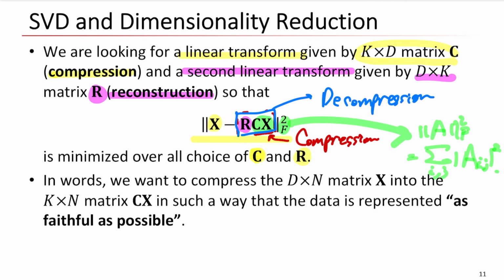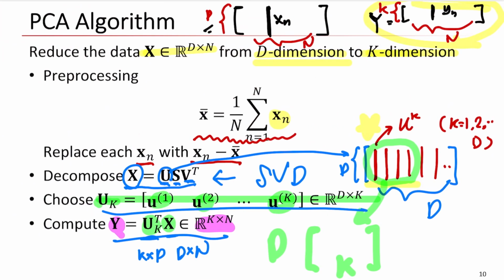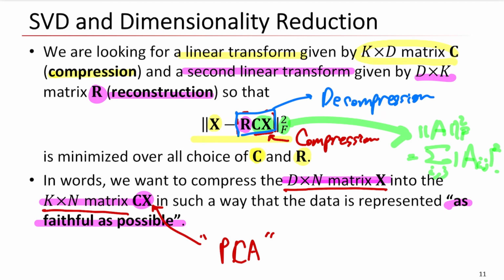In other words, we want to compress the D by N matrix X into the K by N matrix CX, such that the data is represented as faithfully as possible. So this is just the PCA algorithm, right? D by N matrix to the K by N matrix, something like this. Okay, so let's think about what it is.